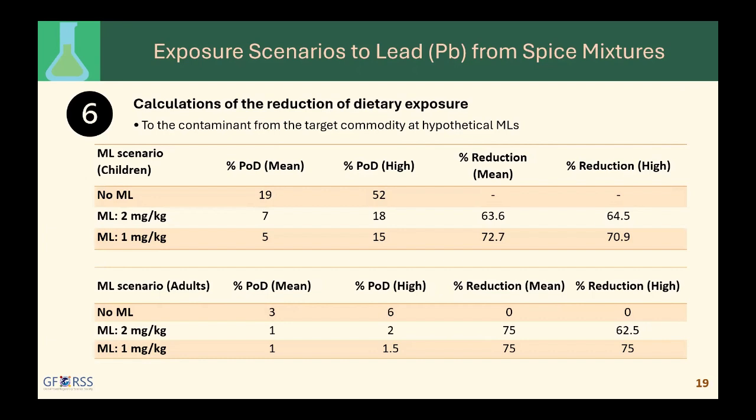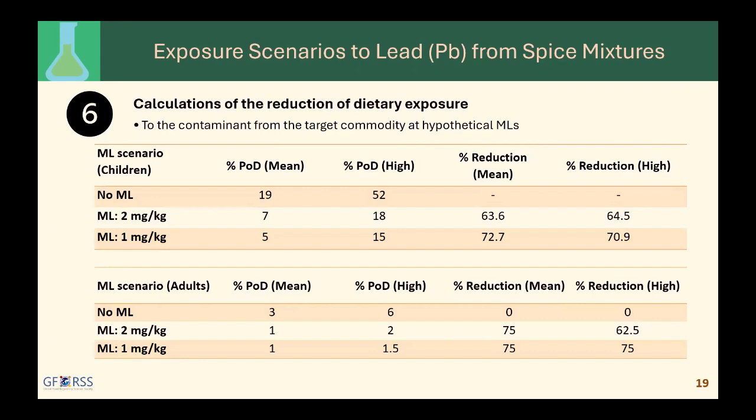Let's not forget, I'm exposed to lead through several food commodities, right? And here I'm speaking about just one of them, which is consumed in very low amounts. I'm speaking about spice mixtures. I'm consuming them at maximum, we saw, 10 grams per day. Other commodities, I might consume up to half a kilo per day. So this very low consumption, if I don't have an ML, is already building up to 20% of my threshold. That's huge, right?